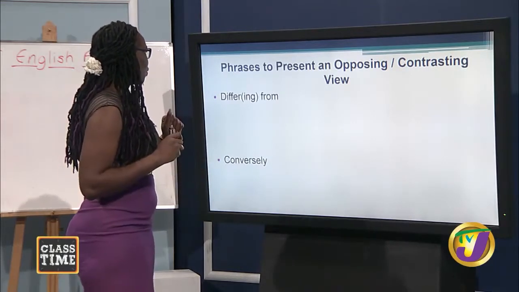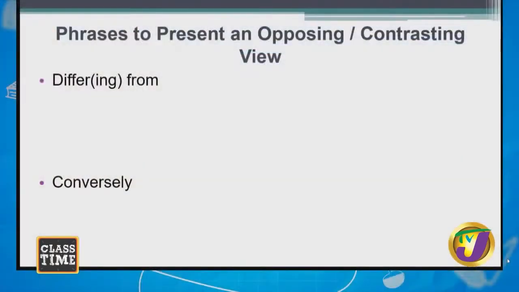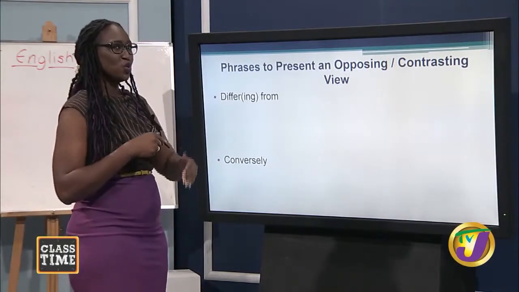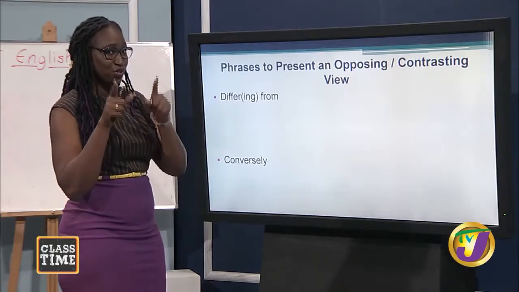Now, let's look at how you would use differ from or differing from, and how you would use conversely. So think about that now. How can you use differ from or differing from to show an opposing or contrasting view? How could you use conversely to bring in an opposing or contrasting view? Remember now, you're appealing to your opposition. So you have to know how to bring in that contrasting view to actually emphasize the point you want to make.